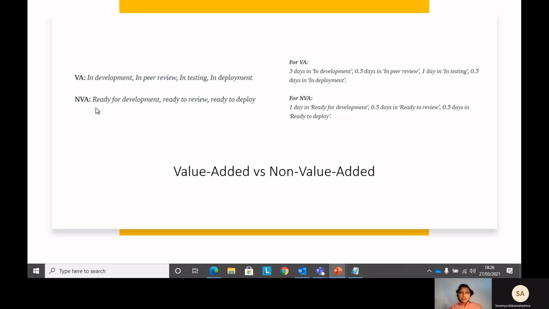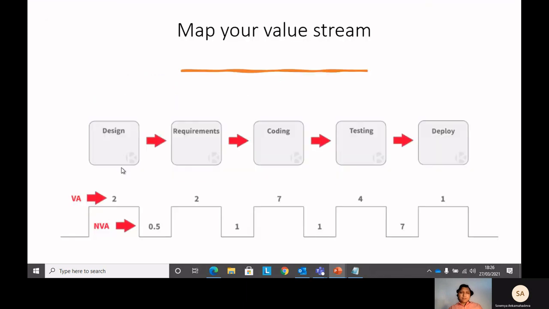Now, what is non-value add? When we say something is ready for development, ready to review, or ready to deploy, it means that waiting is there, so no extra value is added in that timeline. Looking at this particular slide again, let's say someone is spending 2 hours in design. That's a value add. Non-value add: let's say this person has sent this design document for sign off to the client or anyone, and it took around 0.5 hours or days, or it can be anything. This is not adding value.